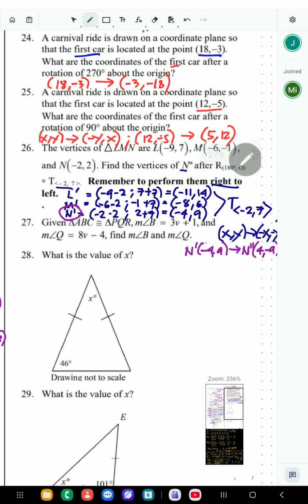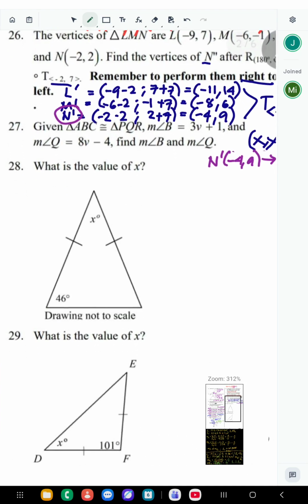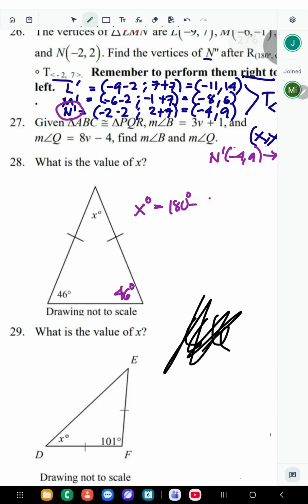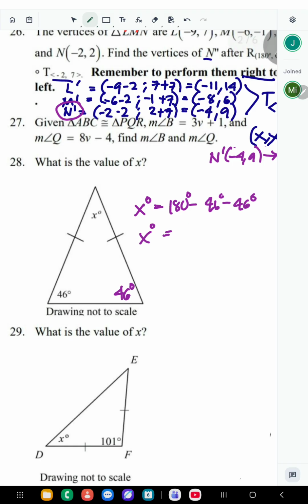Alright, so let's move to 28. What is the value of x? Alright, it's indicated here that these two sides are equal, so that means the base angles are also equal. This is an isosceles. So x here would be 180 degrees minus 46 minus 46. What is it? 92?